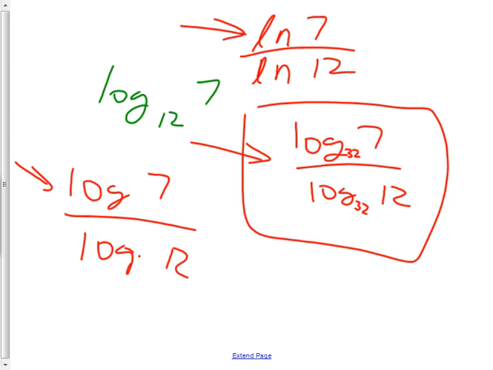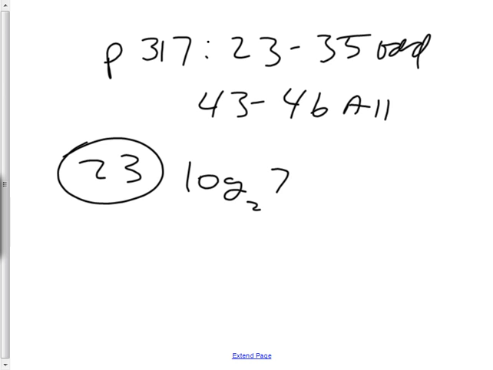All right. Okay. I think we've done enough practice on properties for right this second. I'm going to look at the questions you have for homework now and see if you're ready for those. So there's your first one, number 23. Log base 2 of 7. And it says, use your calculator.